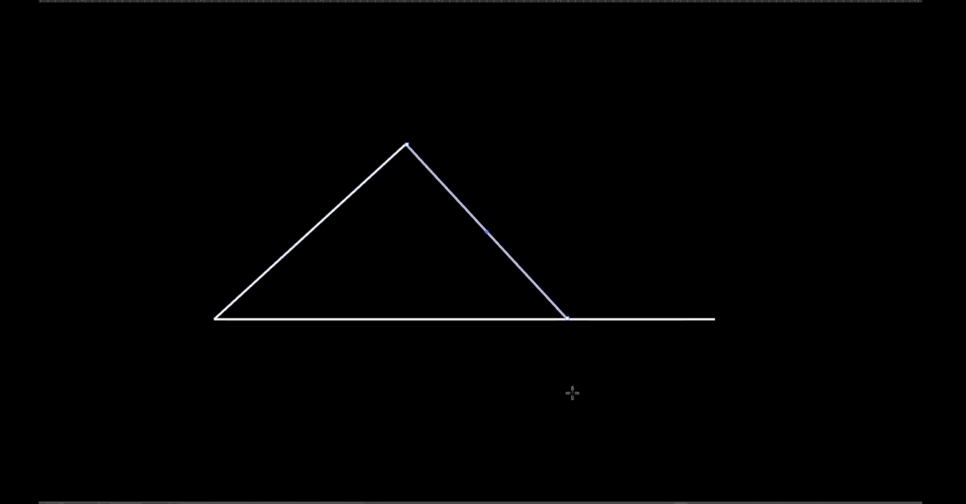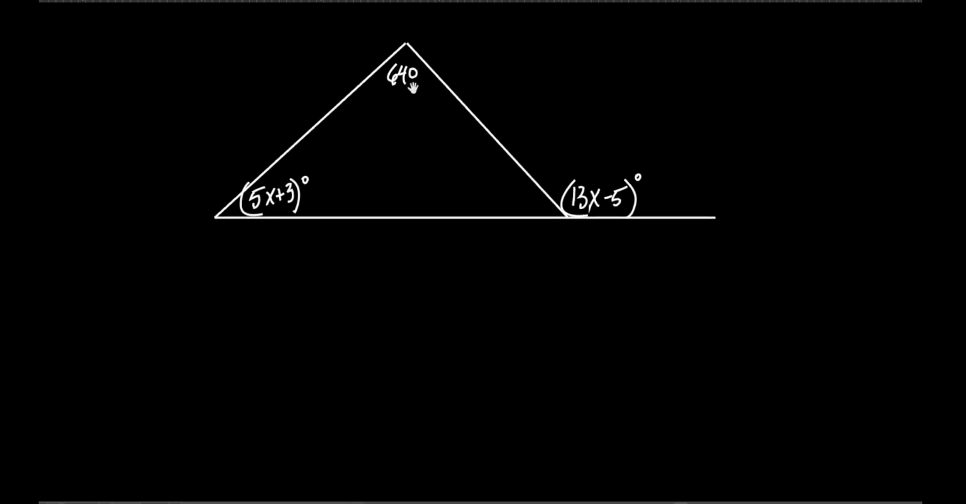This is example 2. All right, so this is 64 degrees. This is 5x plus 3 degrees. And this is 13x minus 5 degrees. All right, and you basically want to find what the other angles are. Because right now, I only know one angle, don't I? That looks like a degree symbol, 64 degrees. It's not 640, okay? 64 degrees.